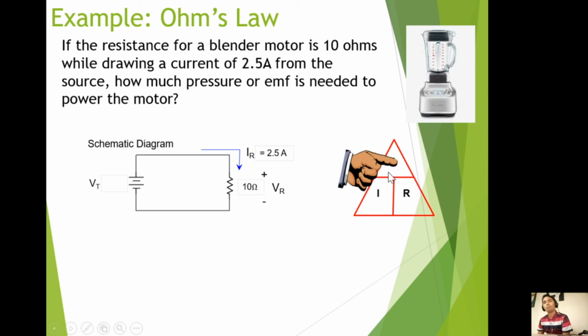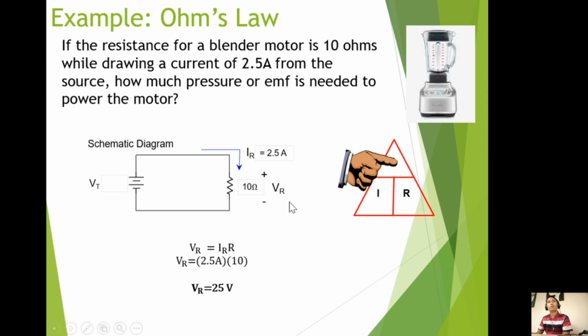By the use of Ohm's law triangle, since we are going to solve for the voltage, let's cover the voltage. Therefore, the current multiplied by the resistance. To solve, VR is equal to IR times R. Substitute 2.5 amperes times 10 ohms. Therefore, VR is equal to 25 volts. Therefore, our VT is equal to 25 volts. There is only one component in the circuit, so VR is equal to VT.